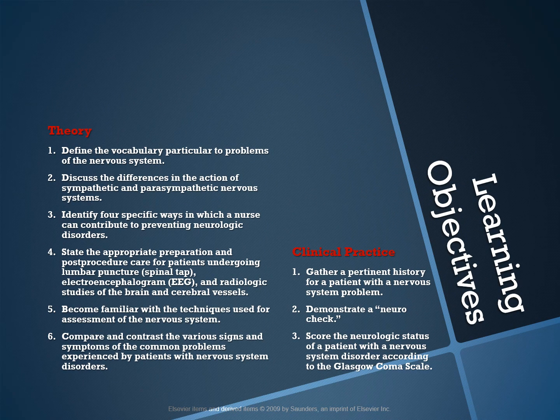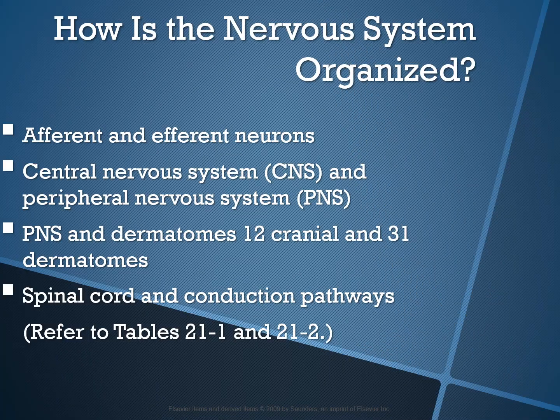Here are your objectives that you need to learn. As I said before, always go through those first so that you understand what it is you're trying to extrapolate from the chapter. Now, what is the nervous system and how is it organized?